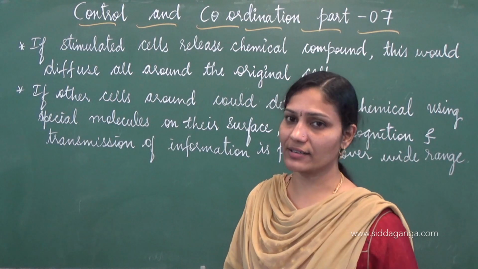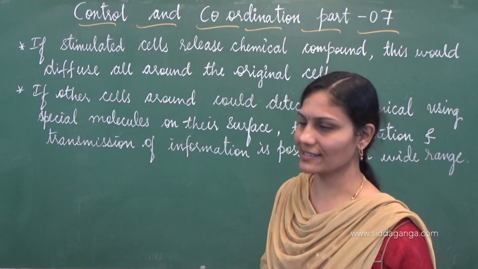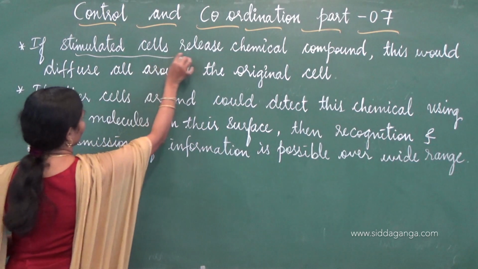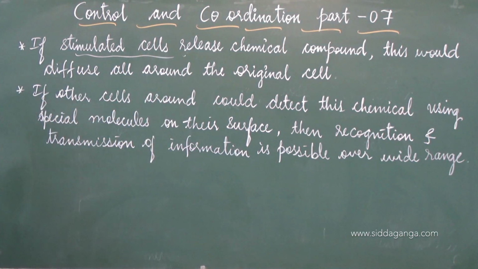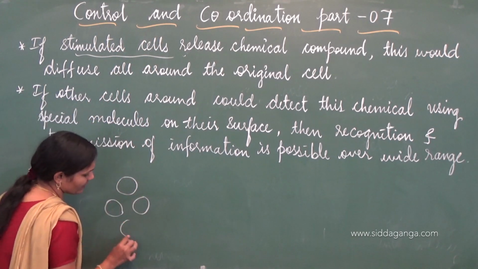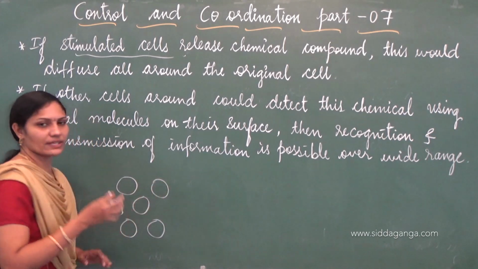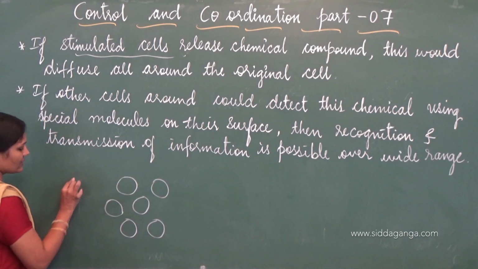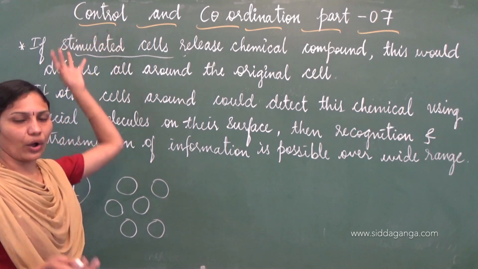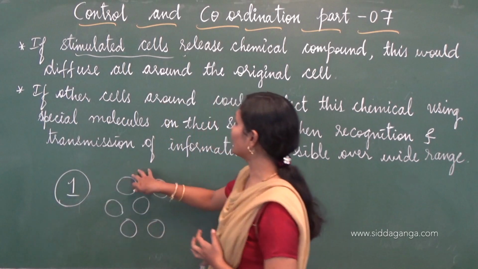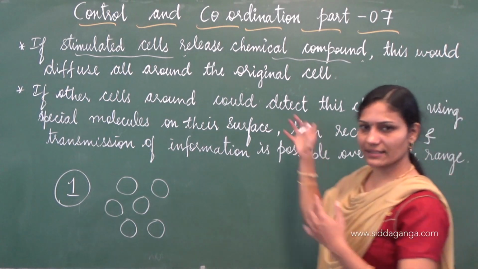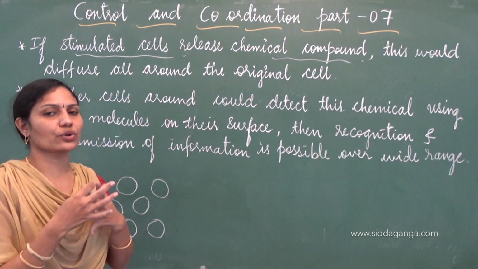So here is another system. Let's understand what this is. Imagine there is one particular type of cell, the stimulated cells. Stimulated cells are cells which receive stimulus. Let's consider these to be type 1 cells. On receiving stimulation, these release chemical compounds. These stimulated cells release chemical compounds called hormones.